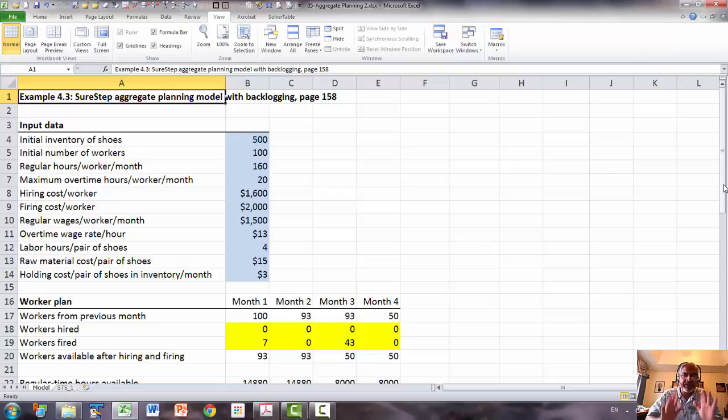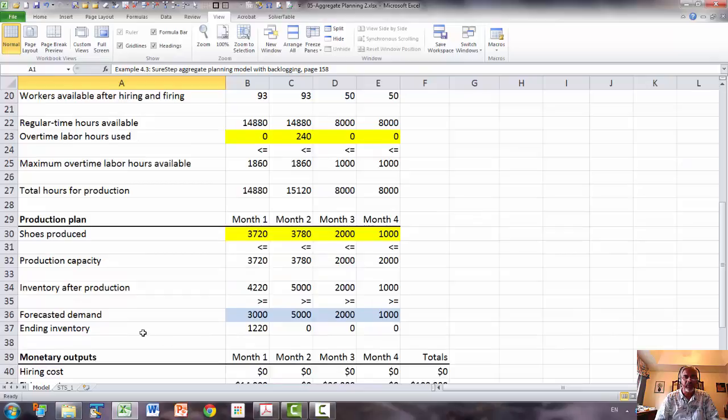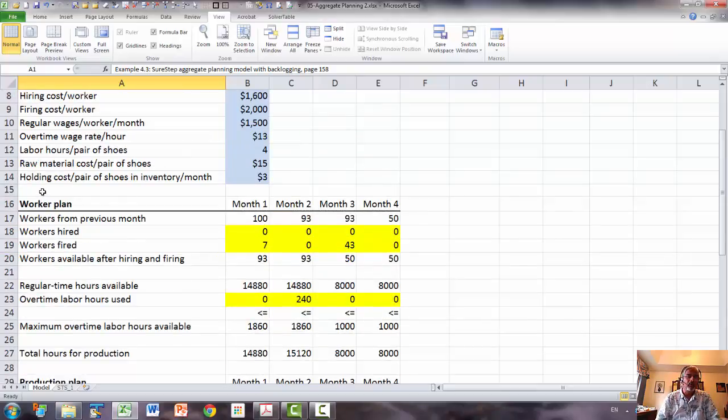Now we're going to take the same aggregate production planning model and make a few changes in some extension. So it's the same model like before. Now suppose we allow back ordering. Here, when we set the inventory after production to be greater than or equal to forecasted demand, we pretty much guarantee that there will not be any back orders at all.